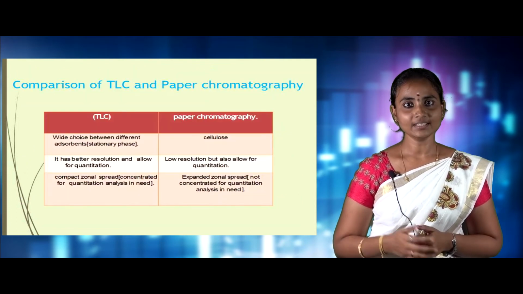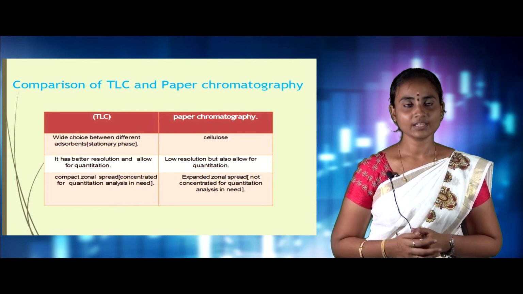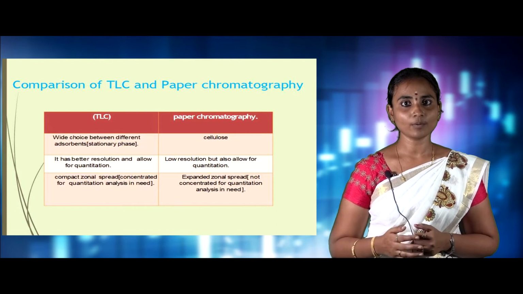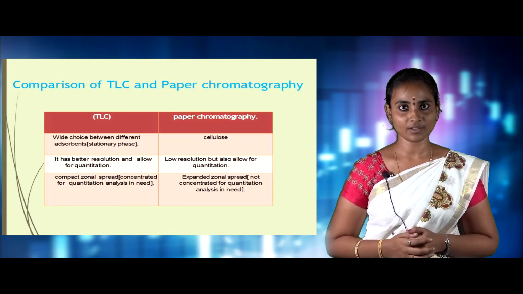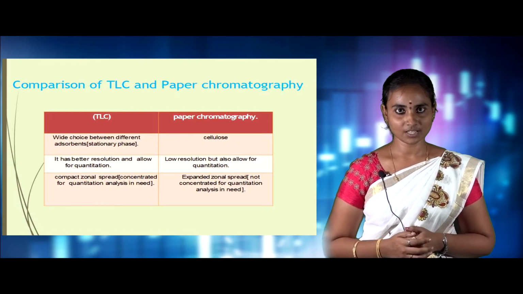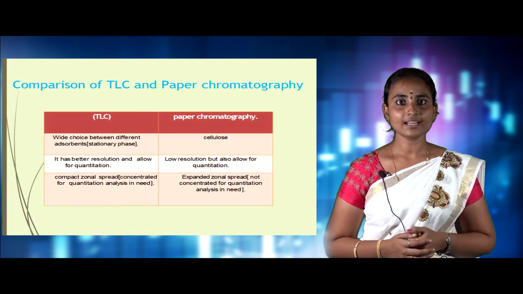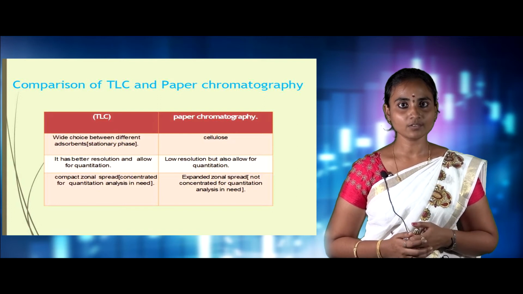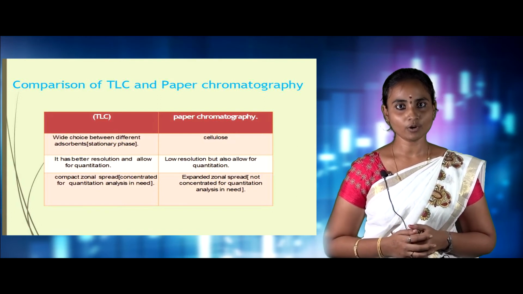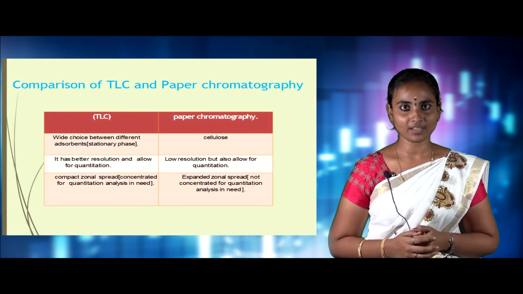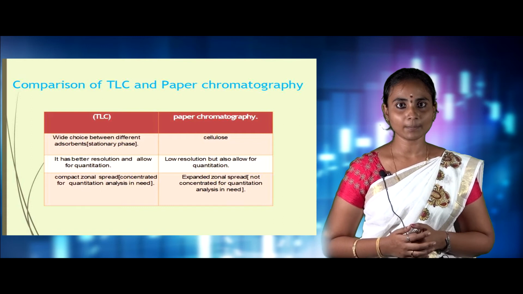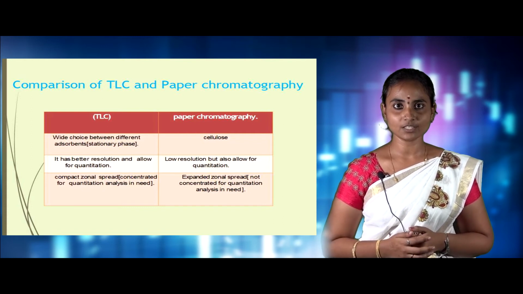Here we have compared TLC and paper chromatography. In TLC, there is a wide choice of compounds that can be used as adsorbents in the stationary phase, whereas in paper chromatography only cellulose can be used as the stationary phase. TLC has better resolution and also allows quantification, whereas paper chromatography shows low resolution and limited quantification. In TLC, we have a compact zonal spread, whereas in paper chromatography, we have an extended zonal spread.